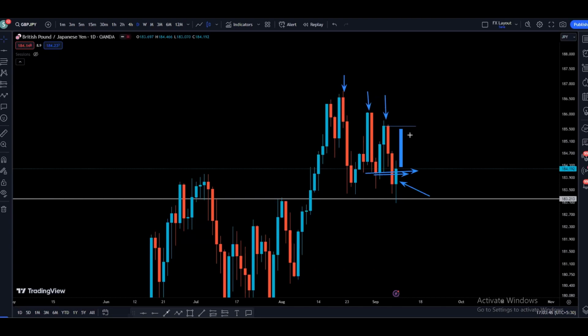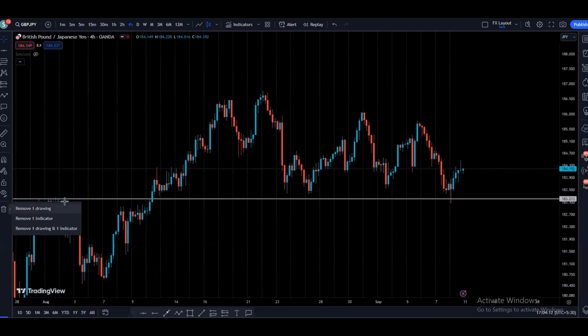But at the same time, if we get a daily candle close below this support, as we can see here, and also we could see that there is a clean range on the left hand side, and this is going to be the next support. So in that situation, there is going to be a higher probability for the price to go down to the next support. That is something on the daily time frame. Now let's see what is happening on the 4-hour time frame.